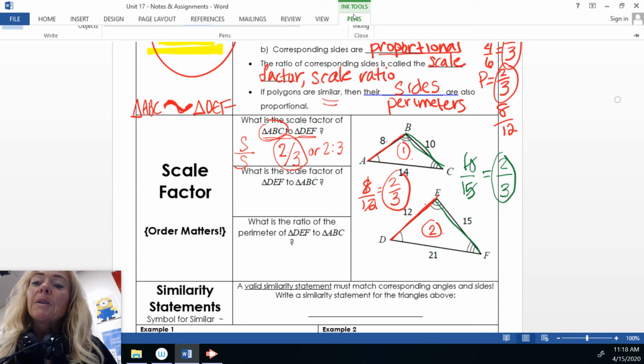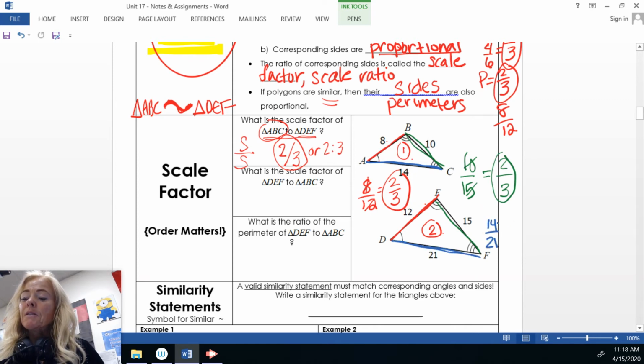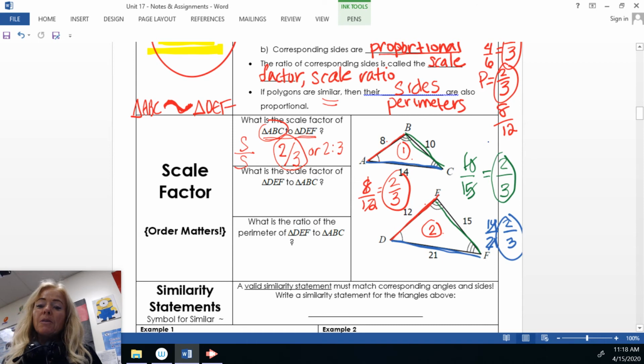And then if I were to look at this third side here, 1 arc to 3 arc is my angles match, 1 to 3 arcs, then that ratio is 14 to 21. And if you divide out a 7, you get 2/3 again. So 2/3 will be the ratio of all 3 sides, and that's going to be our ratio between the 2 triangles. Now the next question says, what is the scale factor from triangle DEF to ABC?